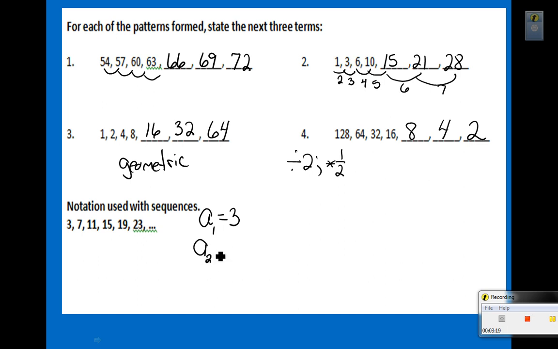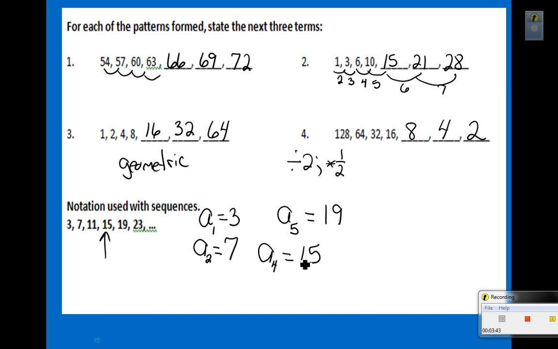A sub 2 would mean what's the value of the second term. So in this case, 7. If I went to A sub 5, 1, 2, 3, 4, 5, that would be 19. So it's just notation. A sub 4 would be the 4th value. So 1, 2, 3, 4, that guy right there.